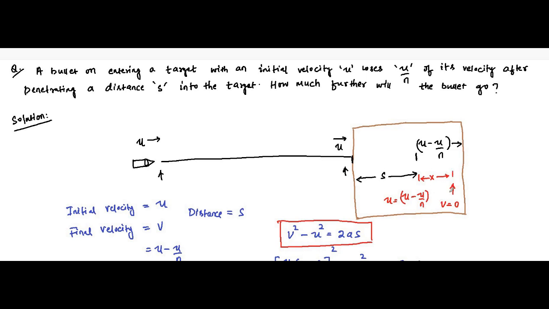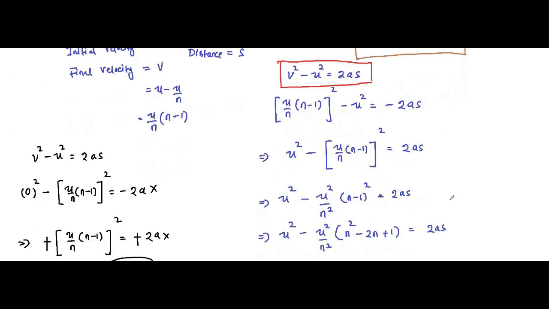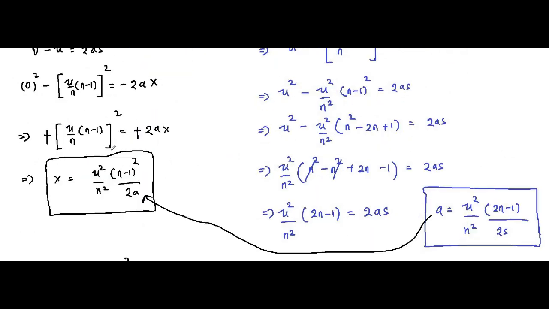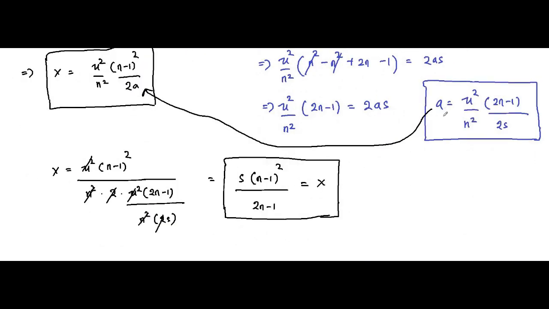Obviously it will come to rest at some point, because the target is providing obstruction. Then the initial velocity for this case was u minus u by n, final velocity was 0 because it will come to rest. So we used the same equation of motion, we put the value and we got the result. So while putting the value of a here, please be careful because a lot of terms will come into play. So just be careful about that.